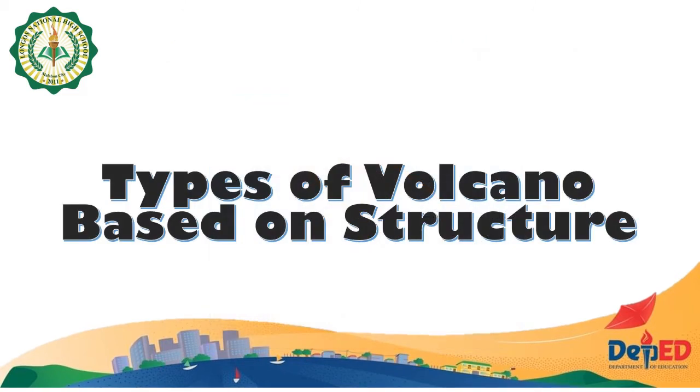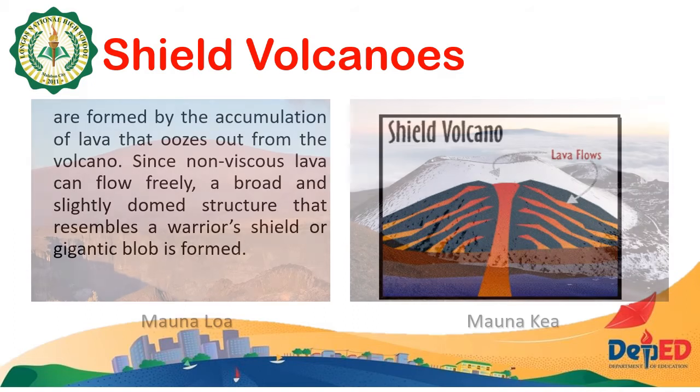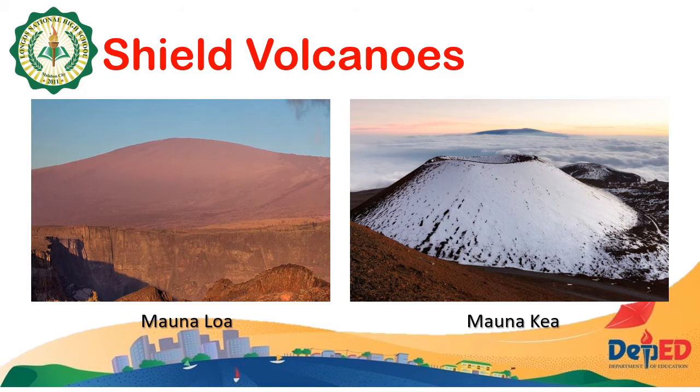What are the types of volcano based on their structure? Shield volcanoes are formed by the accumulation of lava that oozes out from the volcano. Since non-viscous lava can flow freely, a broad and slightly domed structure that resembles a warrior's shield or gigantic blob is formed. The lava does not shoot up high, but instead just drips down the side of its crater. These are examples of shield volcanoes. One example on the left is Mauna Loa in Hawaii, and Mauna Kea, also found in Hawaii.